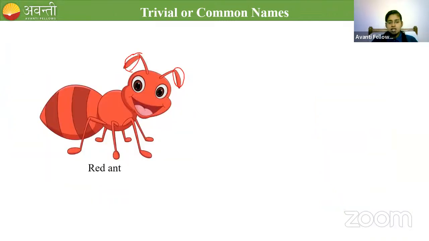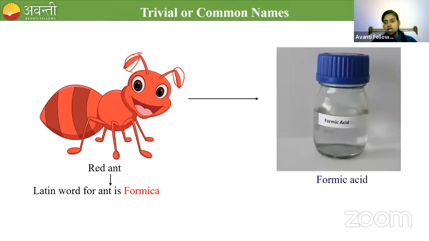Here you see, this is a red ant, right? The Latin word for red ant is formica. And that ant sting, if you see, this is the sting, right? It has a chemical compound, and that compound is called formic acid. So when the ant bites, what happens, that part will get bulged, no? If an ant bites you, you all have experienced that, right? The part of the body will bulge out.